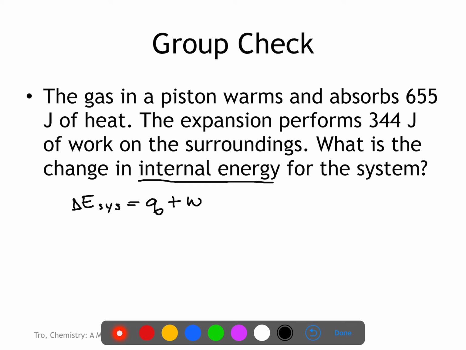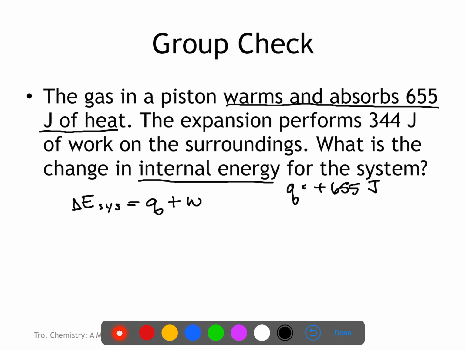However, you have to first define what the system is doing. Is it absorbing or losing heat? Is it doing work, or is work being done on it, so that you have the appropriate signs before you plug it into the equation. So looking at heat, a gas in the piston warms and absorbs 655 joules of heat. So that is positive. It's absorbing 655 joules.